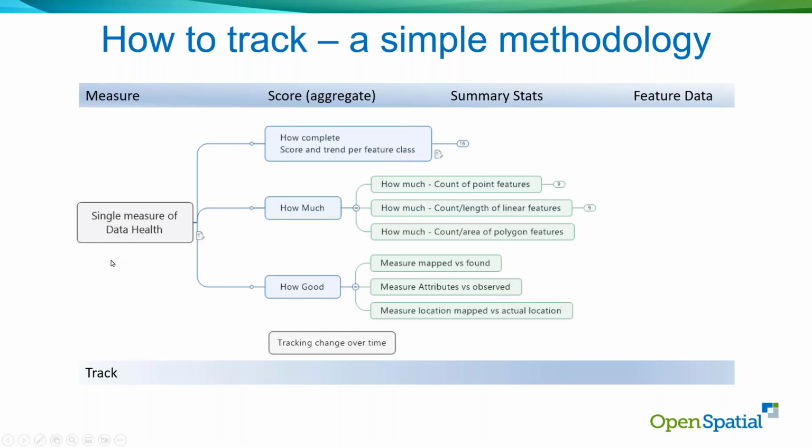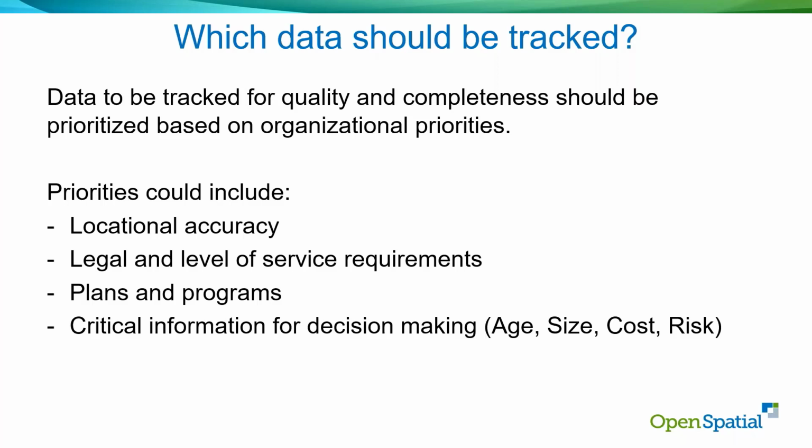Which data should be tracked? The data for quality and completeness, it all kind of depends on what your priorities are. So within an organization, I actually usually ramp it up and say, what are the organizational priorities? So if you're a utility, you're looking at things like level of service, aging out of assets, replacing assets, and you need the data to support those decisions. You need that data. So you want to qualify that data within your data set and track those specifically. So that's kind of one of those things.